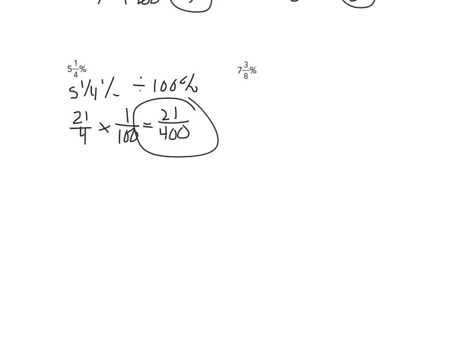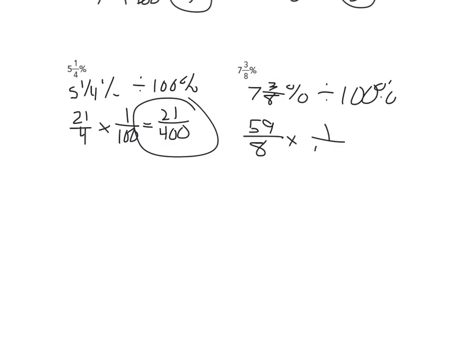Here, this next one, I've got 7 3/8%, but it doesn't want to be a percent anymore. So I'm going to take 7 3/8%, and I'm going to divide it by 100%. So I better get some fractions going here. 59 over 8 times the reciprocal. It's 1 over 100. I multiply, I get 59 over 800. And 59 is prime, so I think we're about done here. 59/800. Looks like it'll work.